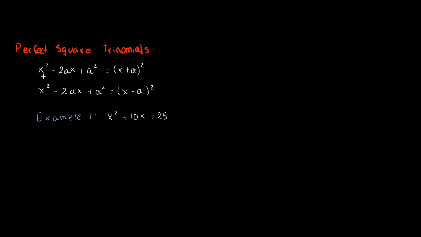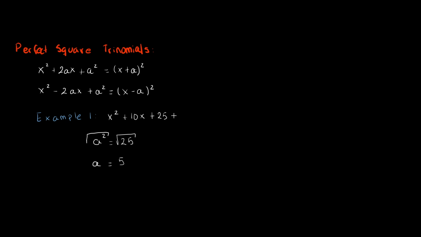So we can say, using the formula, well, x squared is just x squared, right? Then a squared must be equal to 25. So if we're trying to find a, what we can do is take the square root on both sides, as we have seen before with other types of factoring, and we're going to get that a is equal to 5.